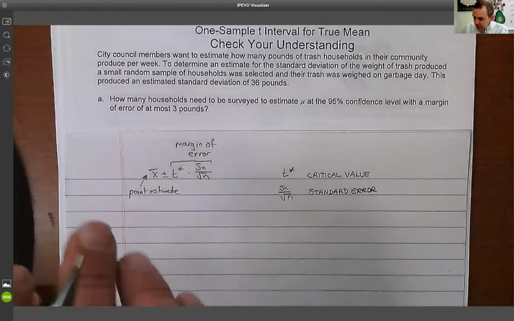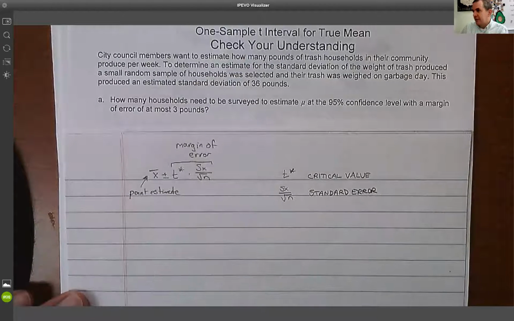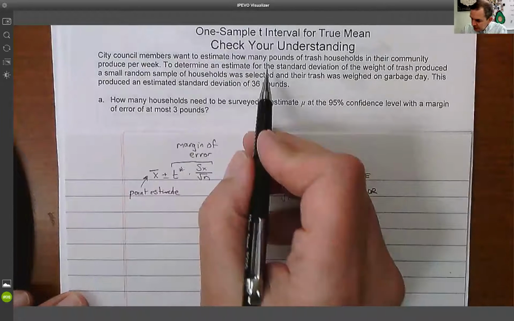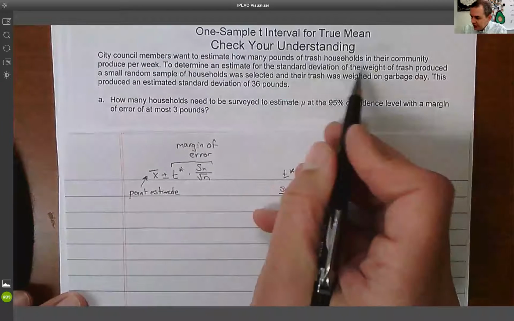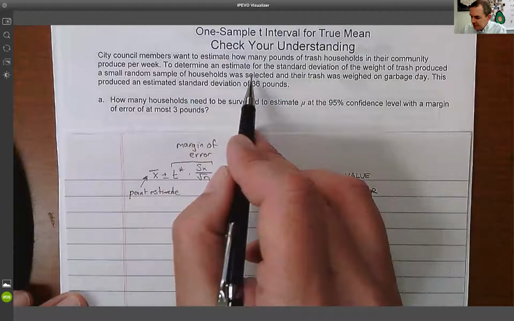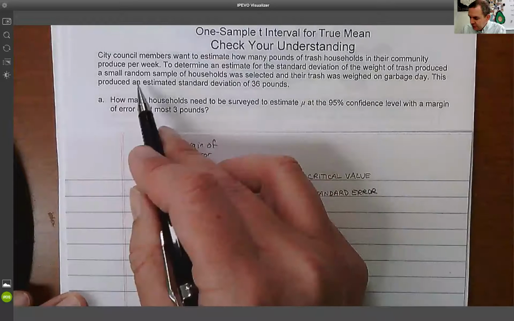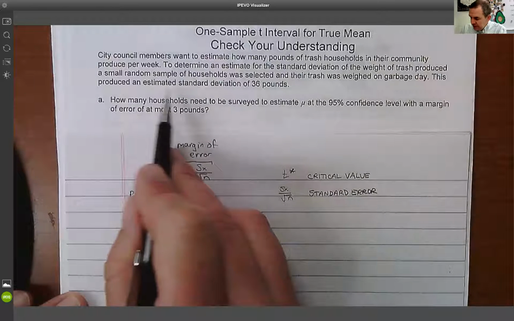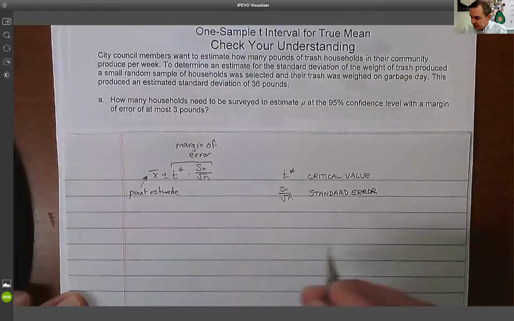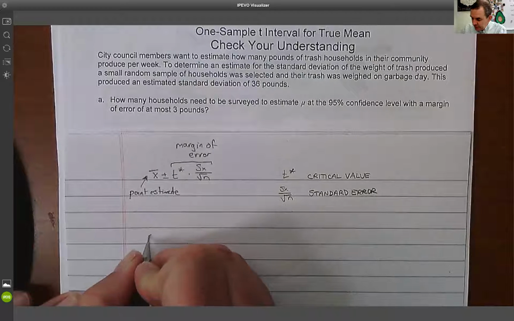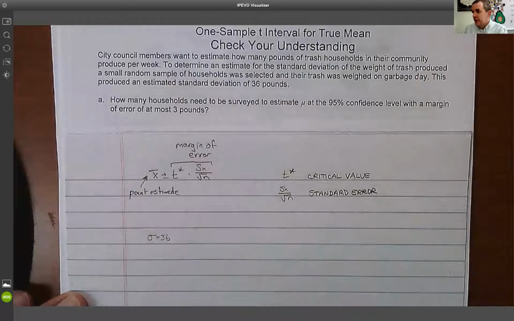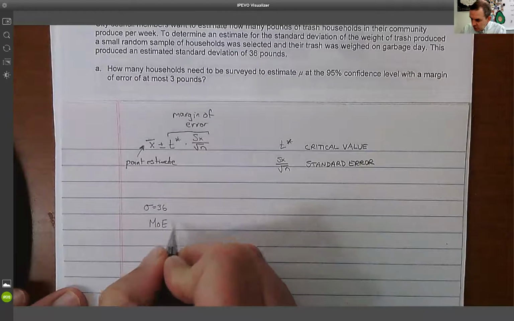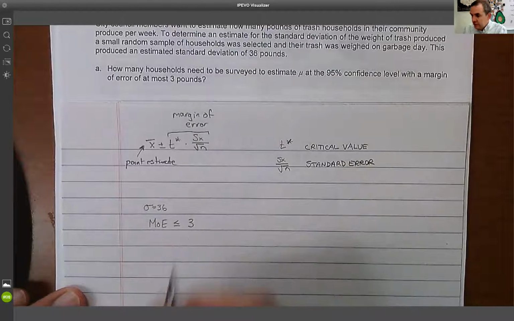Now, the first question I'm going to talk about is how you figure out a sample size. It's oftentimes a multiple choice question. City council members want to estimate how many pounds of trash households in their community produce per week. To determine an estimate for the standard deviation of weight of trash produced, a small random sample of households was selected and their trash was weighed on garbage day. This produced a standard deviation of 36 pounds. So what they're saying is they actually went out and came up with a standard deviation of 36 pounds. And what they're trying to do is get the margin of error no more than 3 pounds.